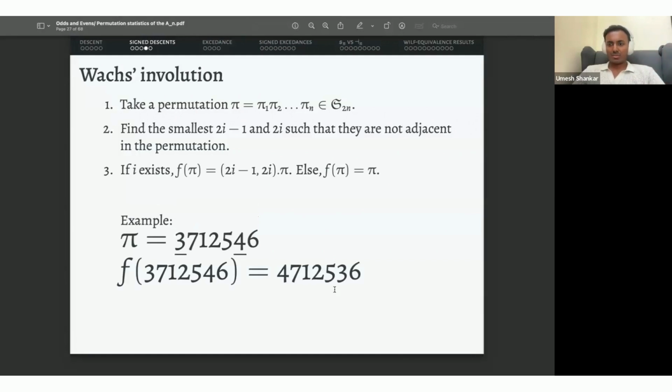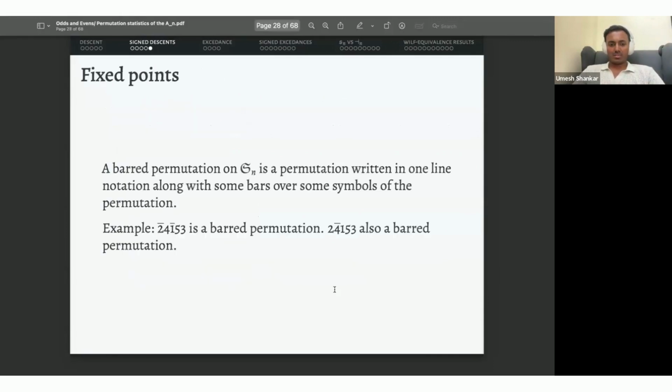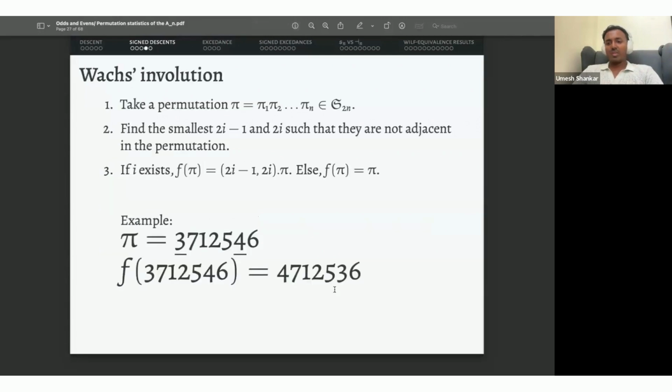The observation here is that when you flip 2i and 2i minus 1, if they are not adjacent, then the descents remain the same. But you have multiplied with one transposition, so your sign is going to change. So now we know this is an involution, because I think that is easy to see. So we have to see if the fixed points somehow correspond to the ones that we want.